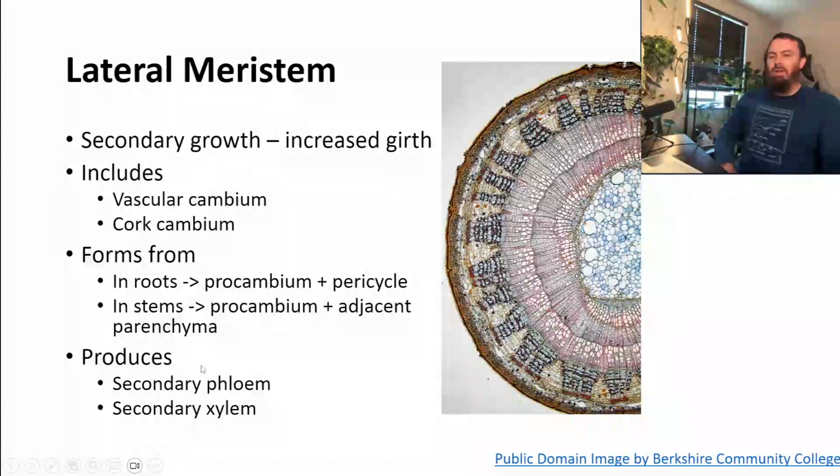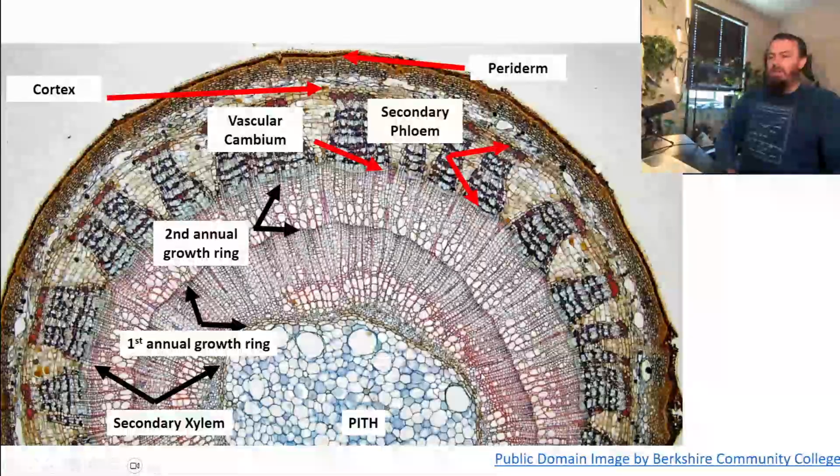Now, the lateral meristem will produce the secondary phloem and xylem. The primary phloem and xylem is from the primary meristem tissues. The secondary is from the lateral meristem tissues. So we're going to kind of go into detail on these pictures. I'll zoom in here some more.